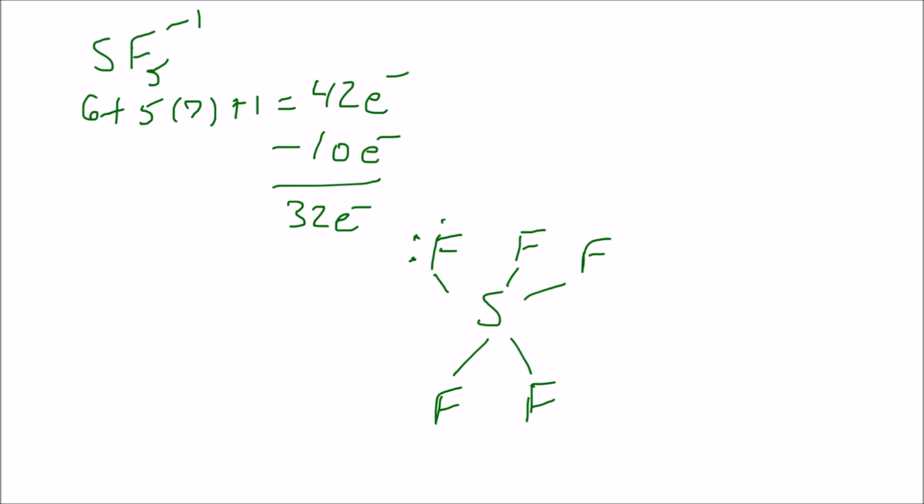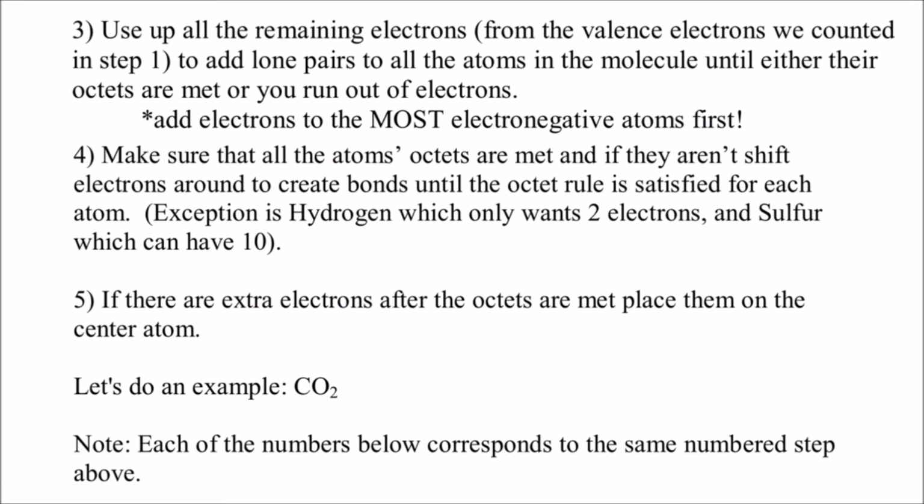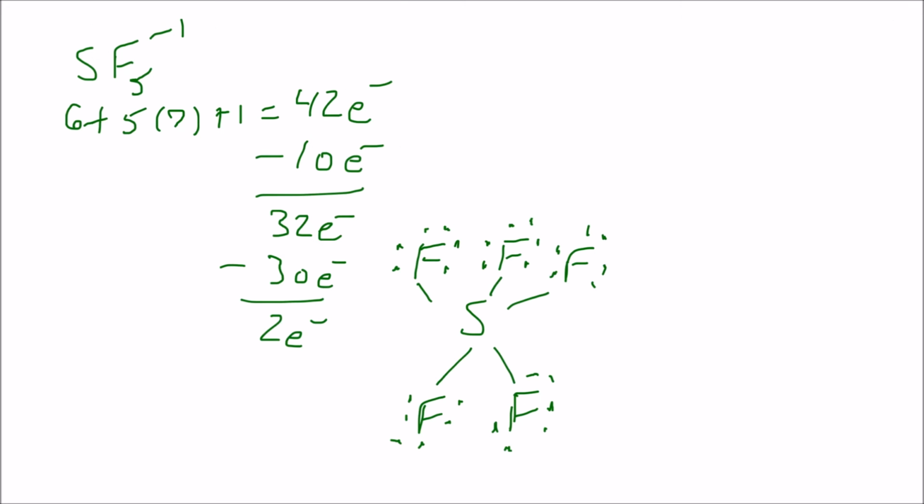So 1, 2, 3, up through 30. We just used up the 30 electrons, which means we have 2 left. And if we have any extra electrons, they are always placed on the center atom. So we'll put 2 extra electrons right here on the sulfur.